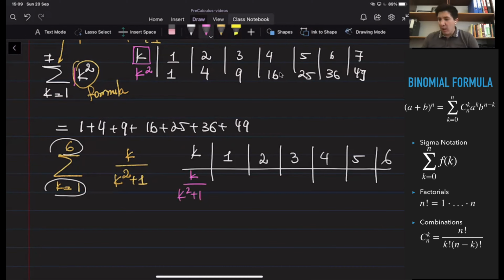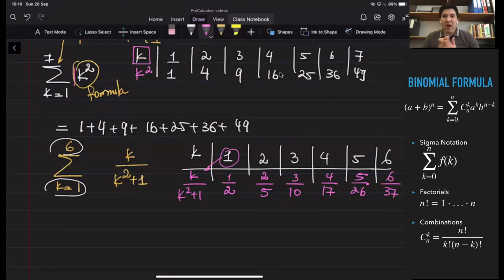So basically, I need to substitute 1 into this formula. In this case, it's just 1 over 2, right? Then I substitute 2 into this formula: 2 divided by 2 squared plus 1, which is 5. Then we substitute 3, which gives 3 over 10. Then 4 gives 4 over 17. Then 5 gives 5 over 26. Then 6 gives 6 divided by 37. So we've calculated the values of the formula for every single value of k between 1 and 6.